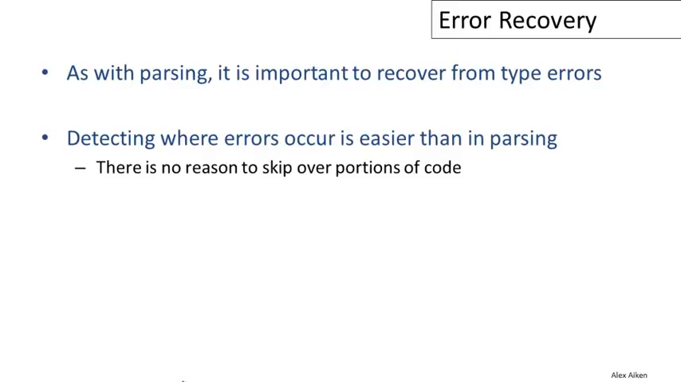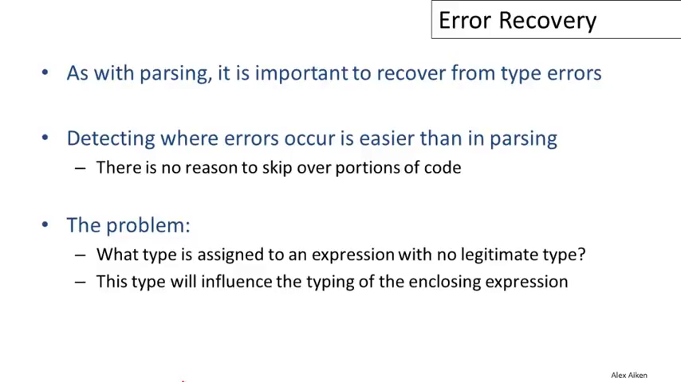And so there's no need to skip over portions of the code as we did in parsing before we even knew what the structure of the program was. The problem, though, is what type should we assign to an expression that has no legitimate type? The type checker works by structural induction, and it can't just get stuck. So if we find some sub-expression that has no type that we can meaningfully give it, we still have to do something with it so that we can type check all the expressions that surround it.